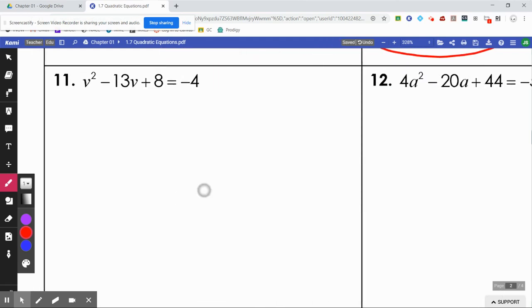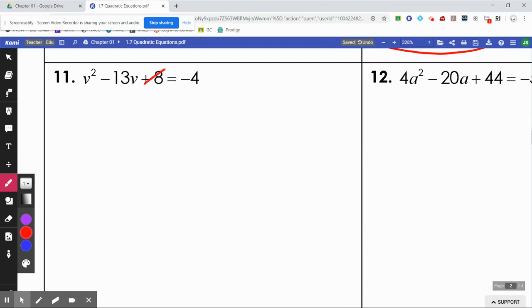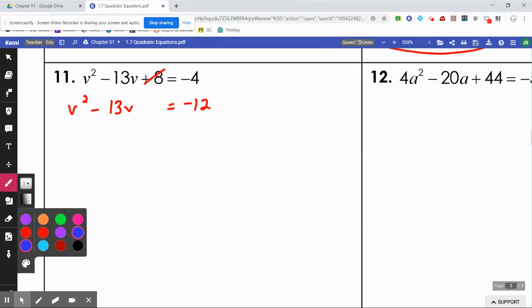Number 11. Step number 1, move the 8 over. Gives you v squared minus 13v. When you subtract 8, it gives you a negative 12. Complete your square. We've got to take half of this.